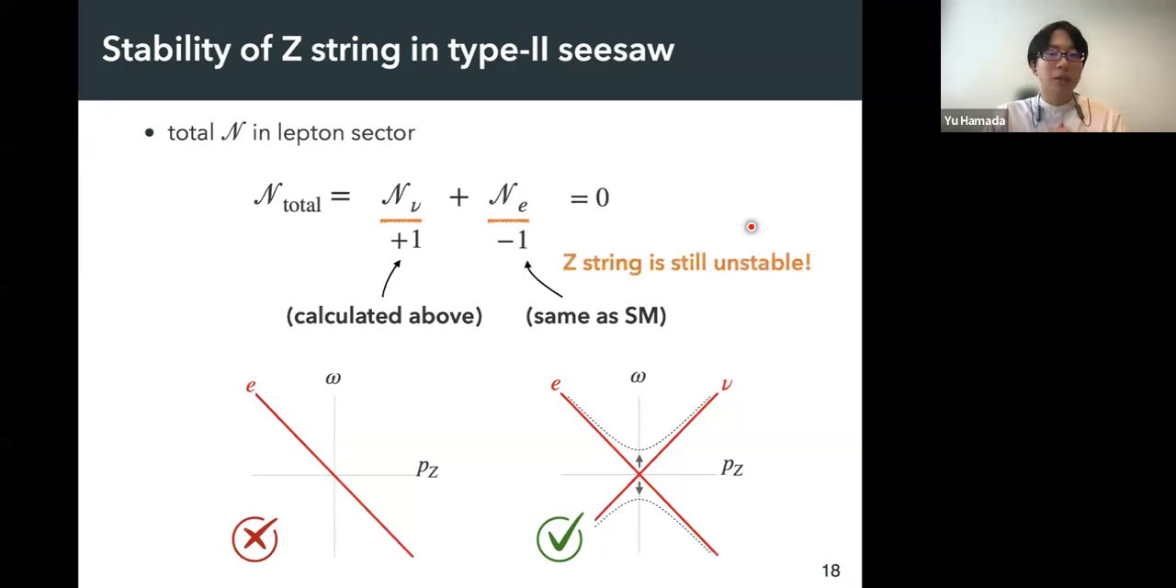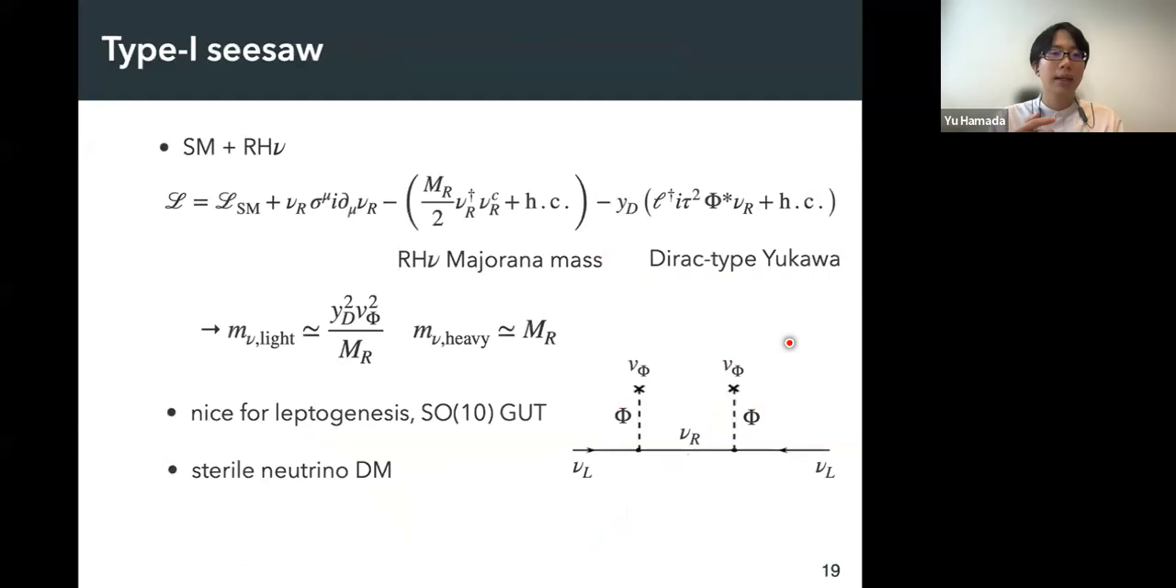So yeah, anyway, in the type 2 seesaw model, we have both the right mover zero mode fermion and the left mover zero mode fermion. So this implies that there is no non-trivial topological quantity, and they can easily disappear, and this string is still unstable. And let's do the same thing in the type 1 seesaw model.